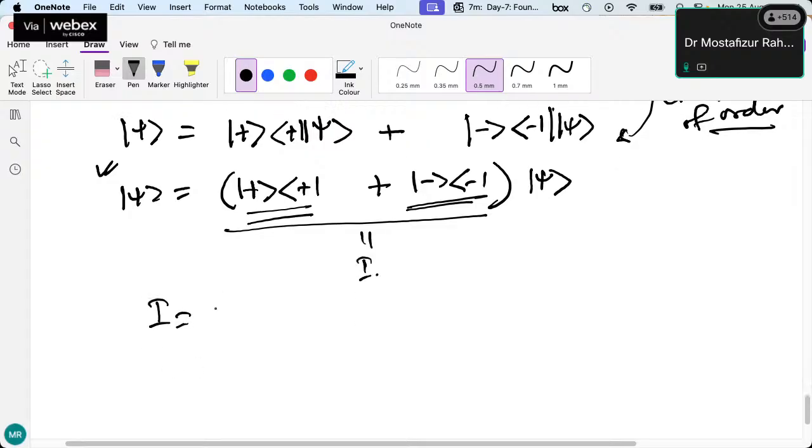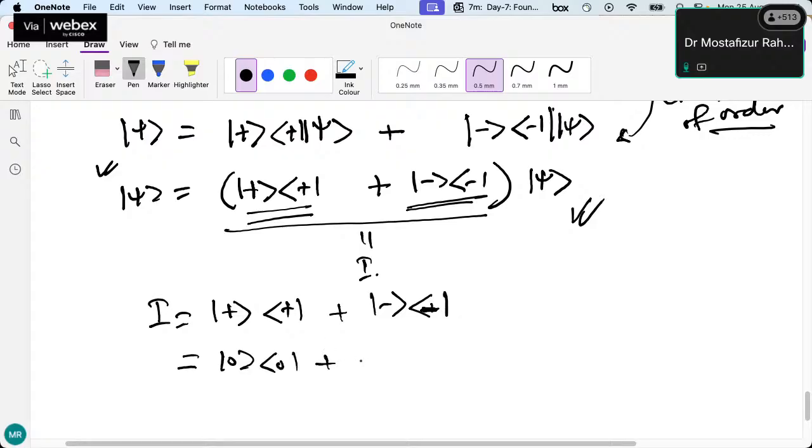So I can always write it as plus state, plus minus state. This is the outer product, okay? Because plus and minus are orthonormal, hence it can be written as plus outer product and minus outer product to validate this particular equation. And this is also equal to 0, 0 plus 1, 1. And this is called the completeness relation.